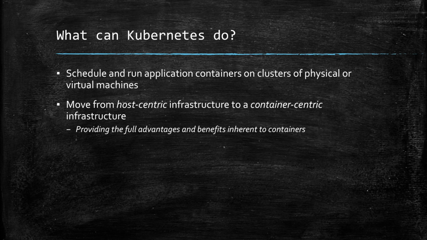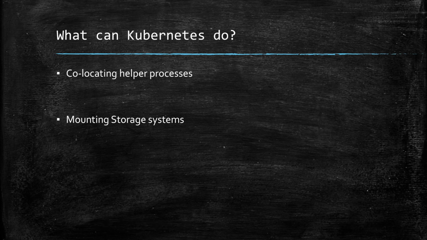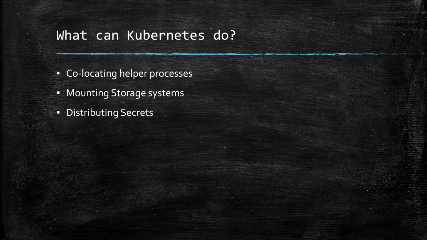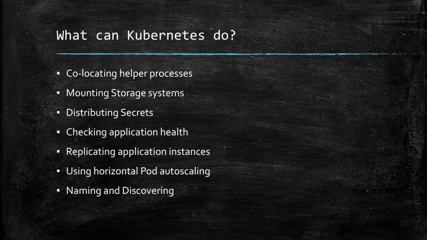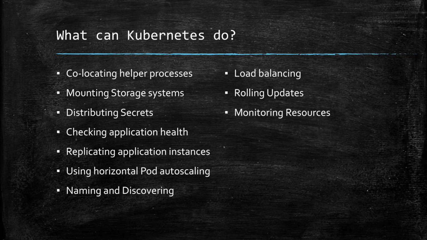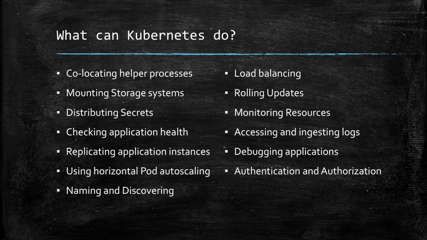A summary of benefits include co-locating helper processes, mounting storage systems, distributing secrets, checking application health, replicating application instances, using horizontal pod auto-scaling, naming and discovering, load balancing, rolling updates, monitoring resources, accessing and ingesting logs, debugging applications, and authentication and authorization.